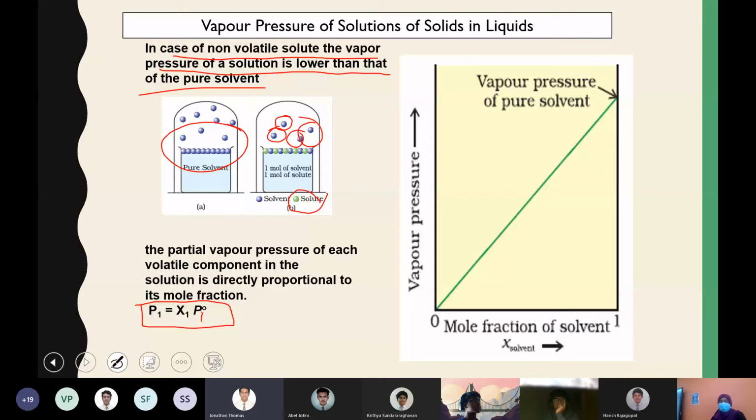Ma'am, when you're adding a volatile solute, does it always increase? No, in the volatile case, the total vapor pressure may increase or decrease. That again depends on the type of solute you're adding, like how much its vaporizing tendency is. Is it more than the solute or more than the solvent? Like that. Okay, ma'am.